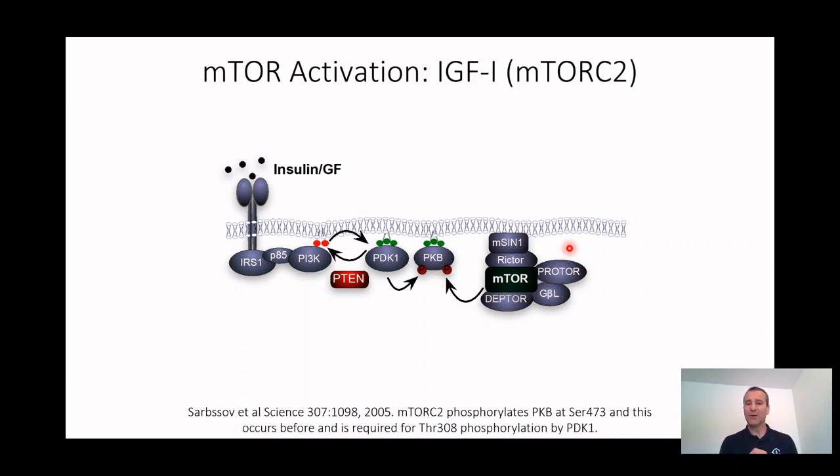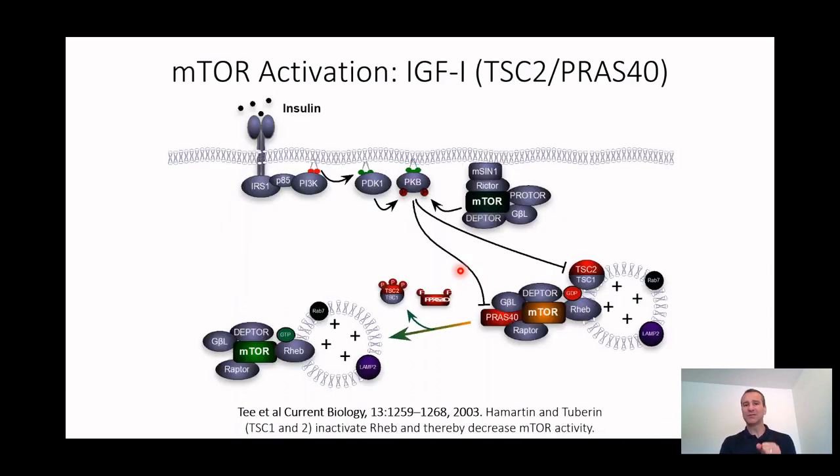Now it can go on to do its job within the cell. So mTOR complex 2 is going to phosphorylate PKB at serine 473, and PDK1 is going to phosphorylate at threonine 308. When those two sites are phosphorylated, the protein is active, and now it can go throughout the cell and do its job. So what is its job? Well, its job is to inhibit other proteins.